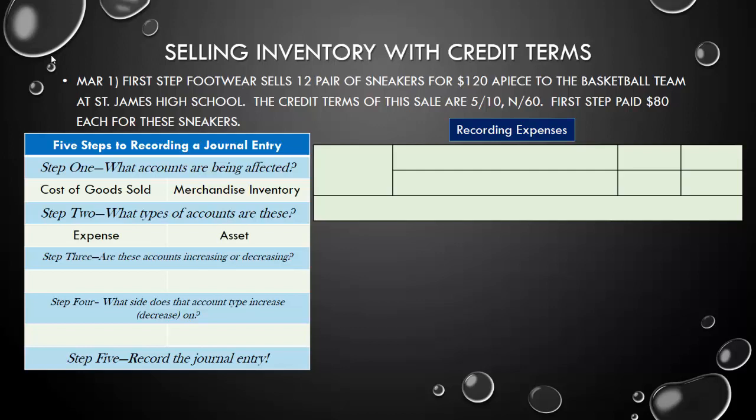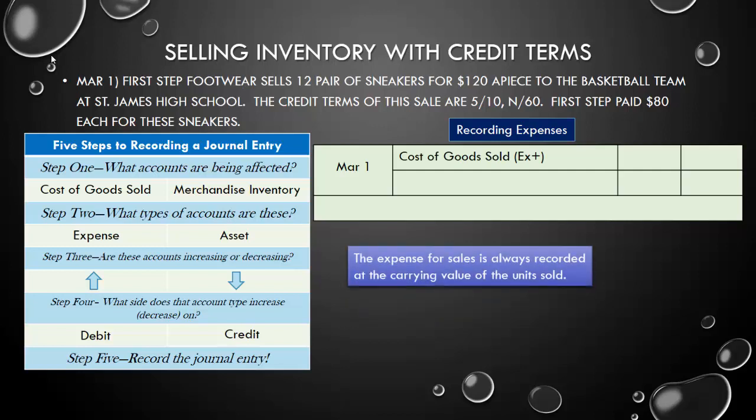Cost of goods sold is an expense, inventory is an asset. The amount of expense that we are going to be recognizing for sales that we made during the period is going to go up because we just sold another item, so our cost of goods sold has to go up, and our inventory has to go down because it's no longer sitting in our storefront. It's in the hands of St. James High School. The expense account going up means we have to debit it, and assets come down with a credit. So on March 1st, we're going to start by debiting cost of goods sold.